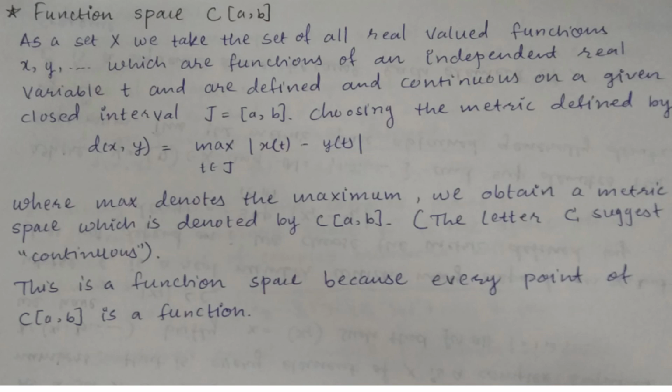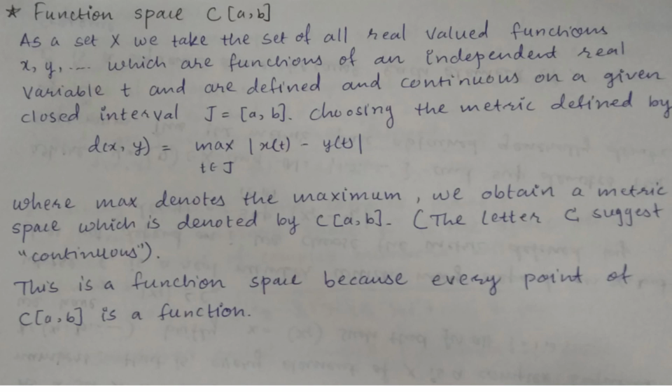Next, choosing the metric defined by d(x, y) is equal to the maximum of modulus of x(t) minus y(t), where t belongs to the given interval J, where max stands for maximum, and we obtain a metric space which is denoted by C[a, b], and the letter C stands for continuous.